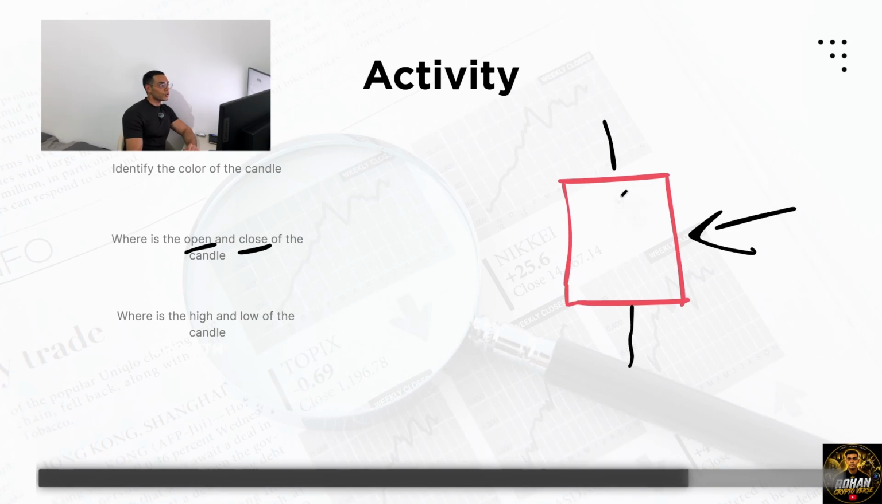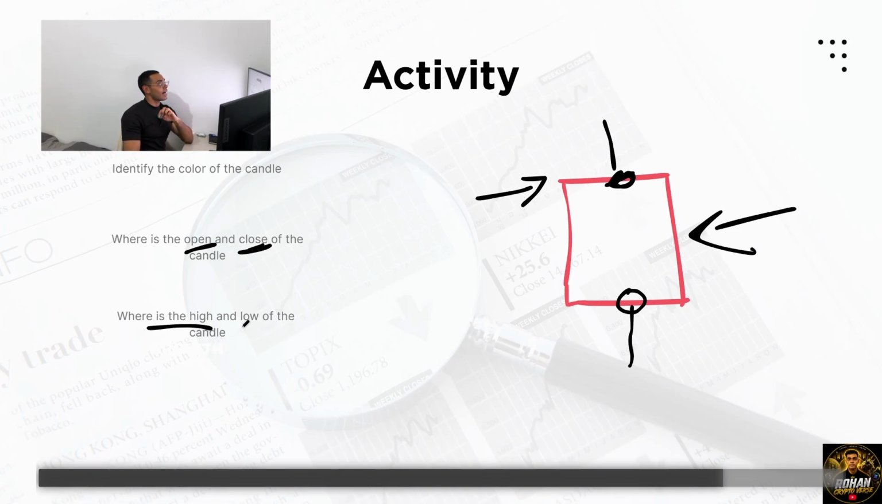Where is the open? Open of a red candle, I told you, is always at the top, at this point. This is where the open of the candle has happened. And where's the close of the candle? Close of the candle is exactly over there. So that means who is in control? If prices drop from here to here, who's in control? The sellers are in control of the market.